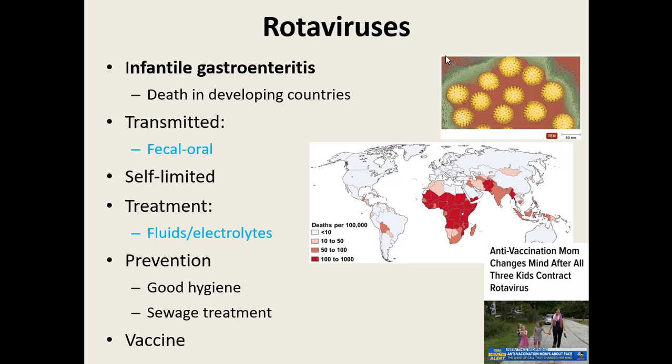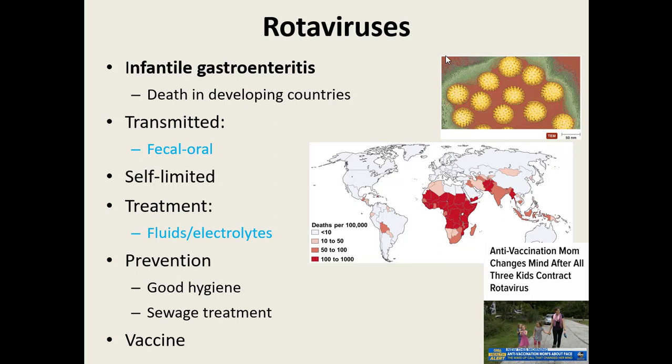Now, the vaccine we have is relatively new on the market, and it's about 75% effective, which again, is still pretty good odds, especially if you can get enough people vaccinated that no one's spreading it. However, it is still causing deaths in developing countries if they don't have access to the vaccine and they can't replace the fluids and electrolytes.